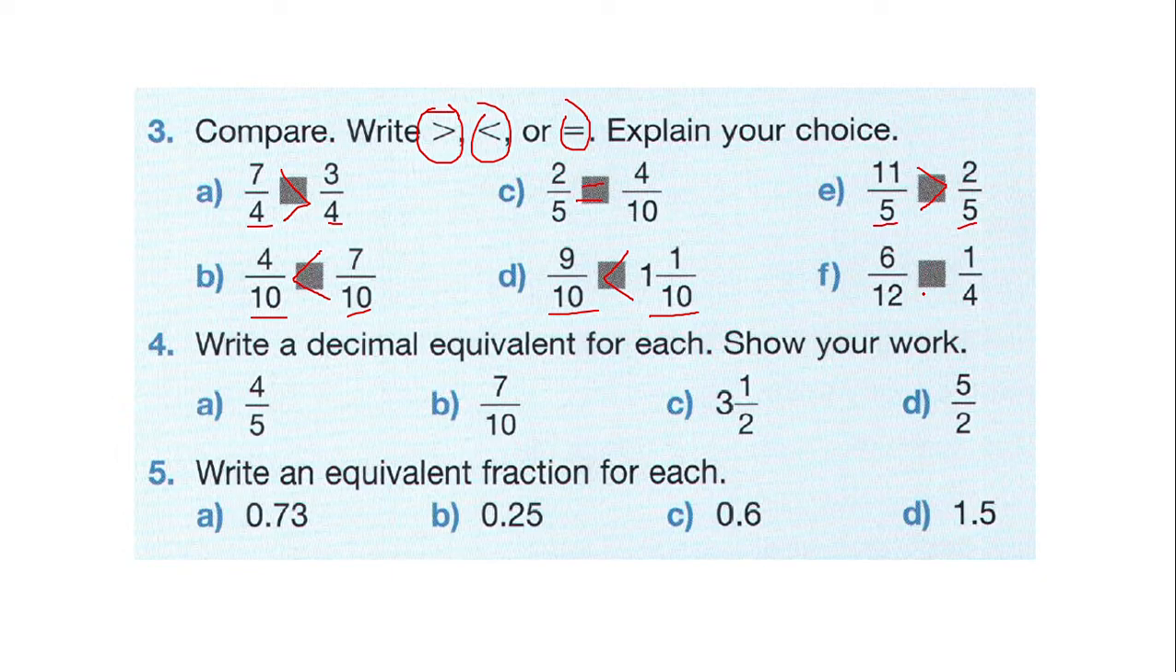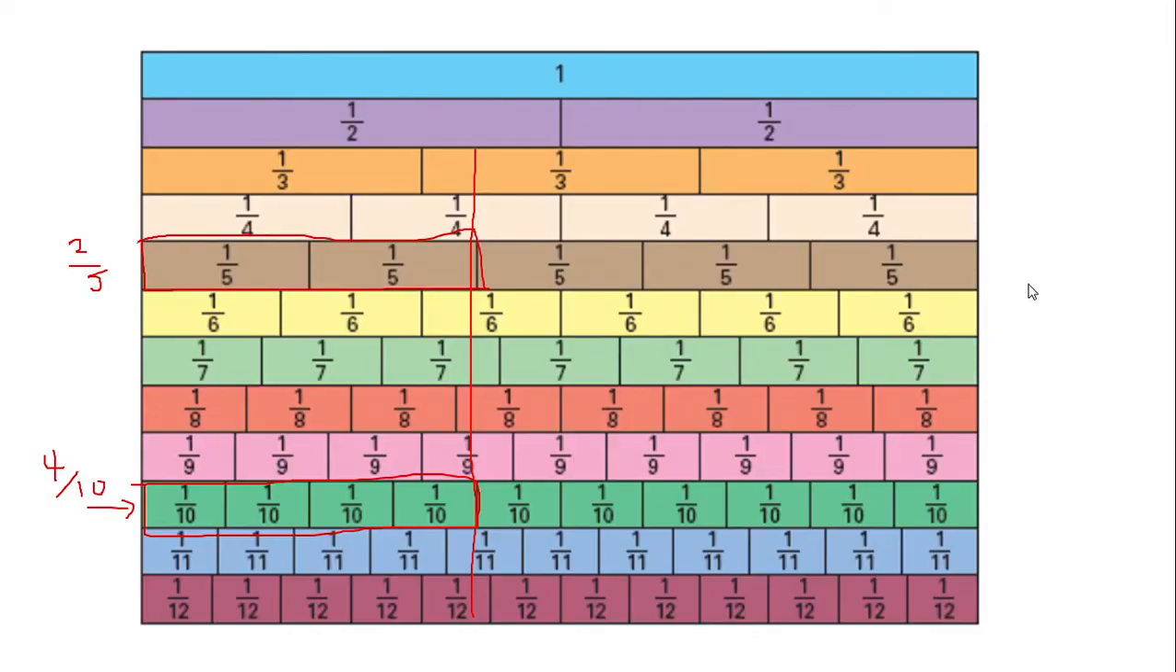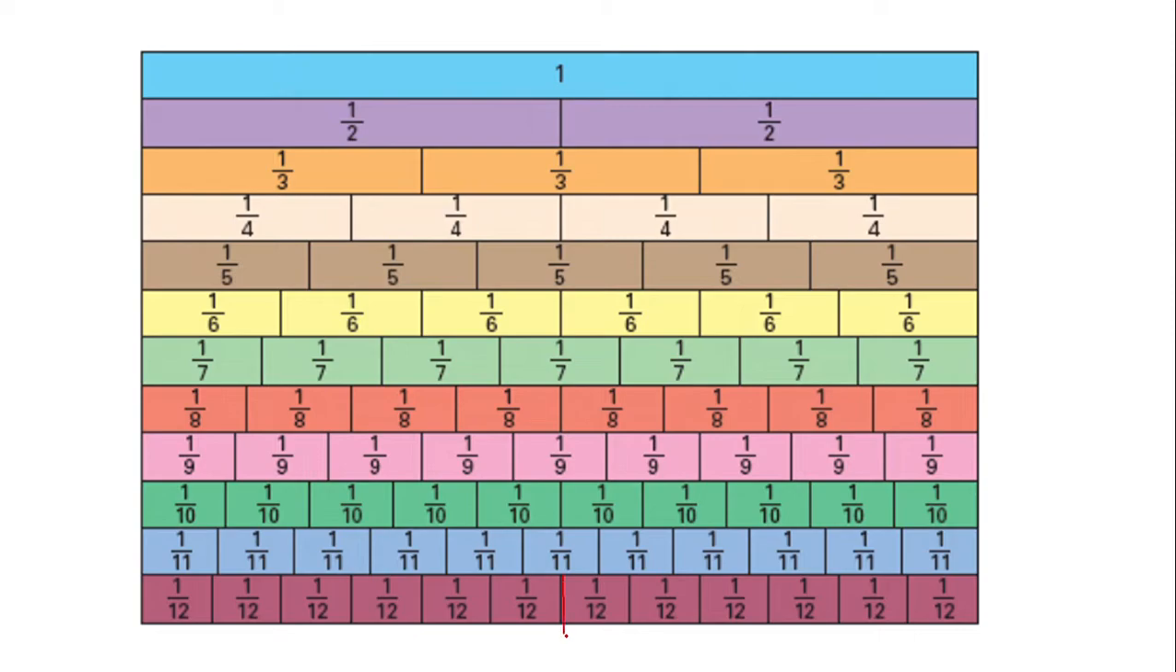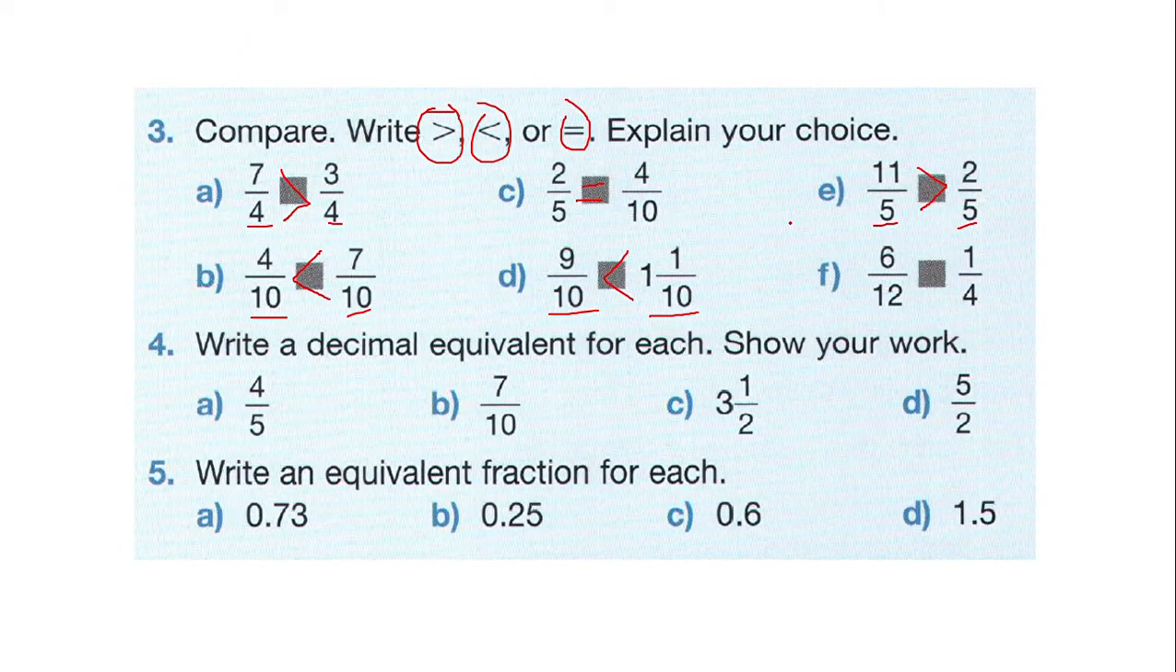And this one over here, we're going to use our pyramid again, 6/12 and 1/4. So if we go back here, 6/12, we can take our 12ths right here. Here's our 6/12. That's 6/12, and 1/4 is right here. So we can see 6/12 is bigger than 1/4. So we can work on it that way.